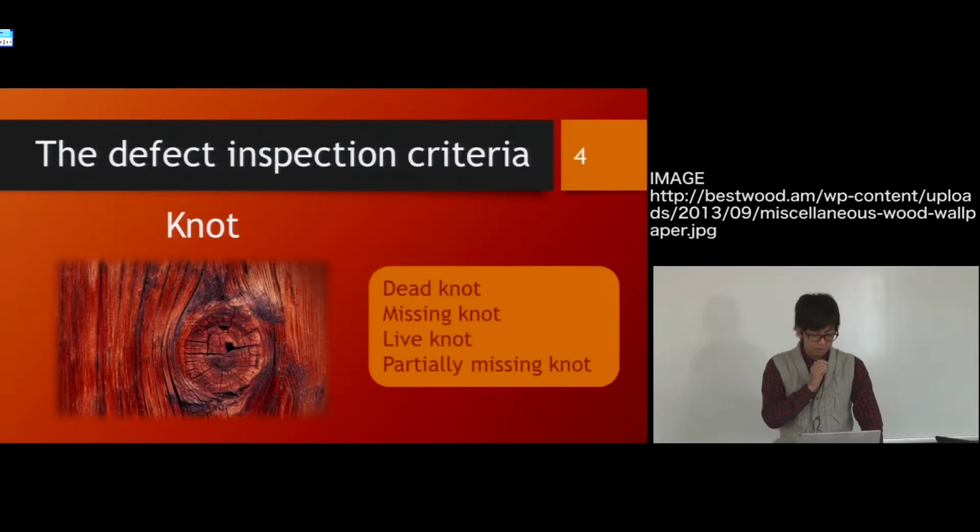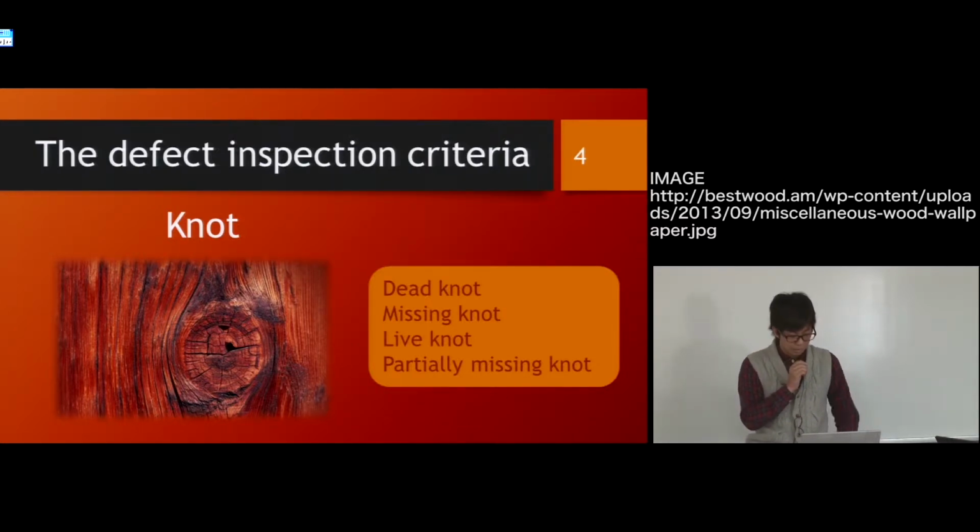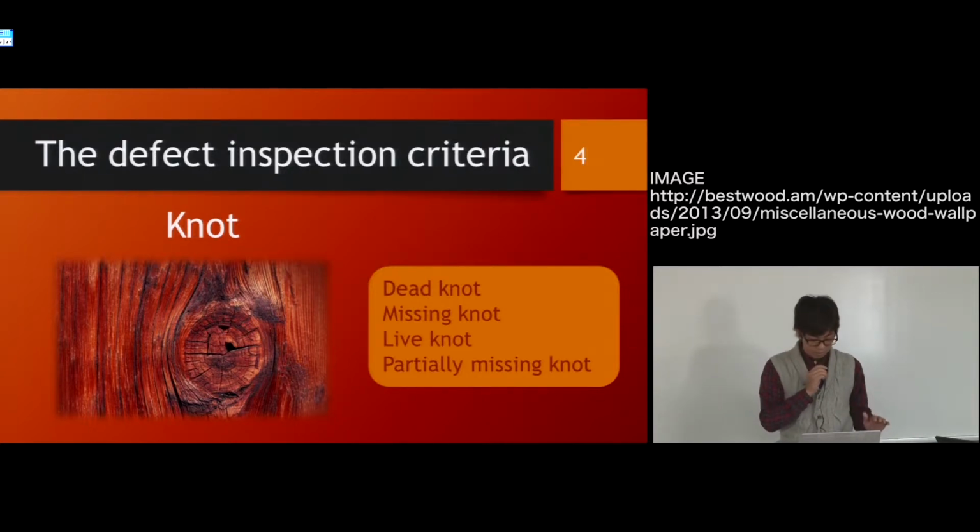The first criterion to distinguish timbers is knots. Please have a look at the figure. This is a knot. There are some kinds of knots, like dead knot, missing knot, live knot, and partially missing knot. Imagine when we use a wooden table and there is a knot on it. Maybe it would be bad and not beautiful. That's why this is one bad point. Next.